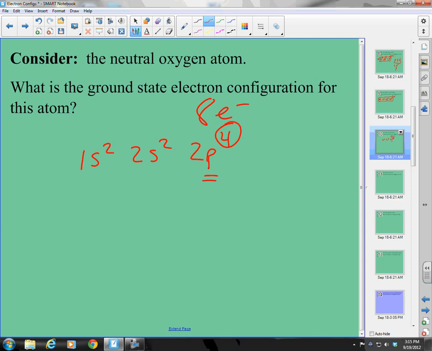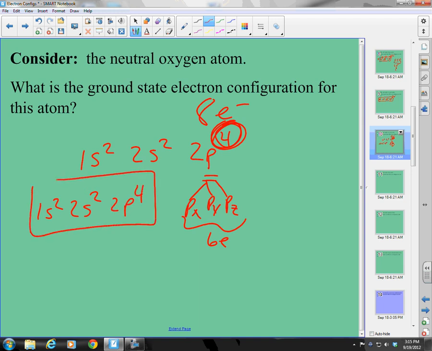Great. Will my p have 4 electrons? P orbitals, no chuckling out there. Yes, it will. The set of p orbitals, right? Px, py, and pz. That means 3 orbitals. That means I can hold 6 electrons, and I'm only trying to place 4. So yes, that is okay. So it's 1s2, 2s2, 2p4 is my electron configuration for oxygen.